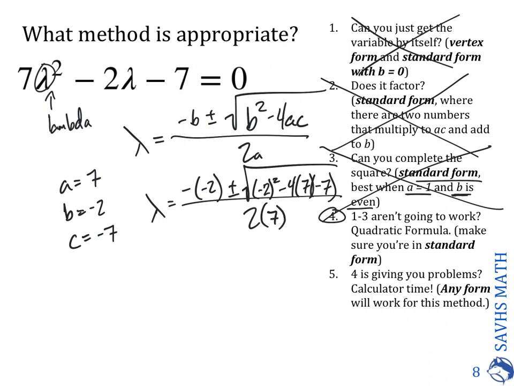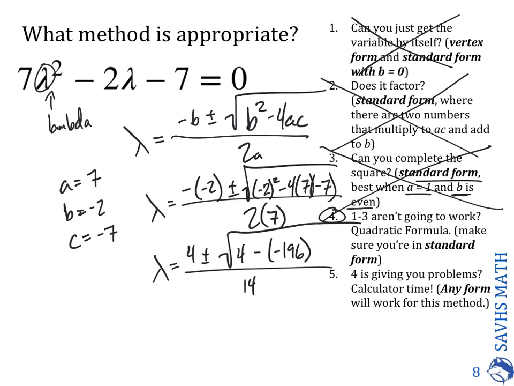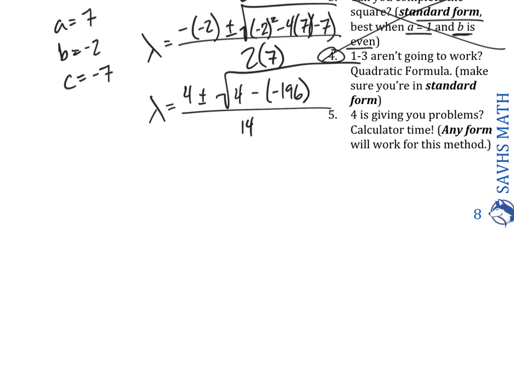Okay, so rewrite: 4 plus or minus the square root of negative 2 squared is 4 minus negative 196, all over 14. Continue down, we get lambda equals 4 plus or minus the square root of 200 all over 14.